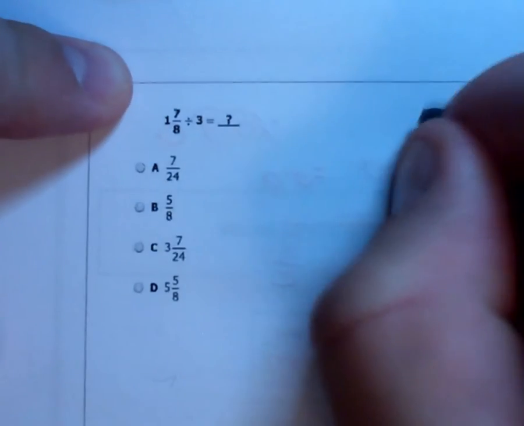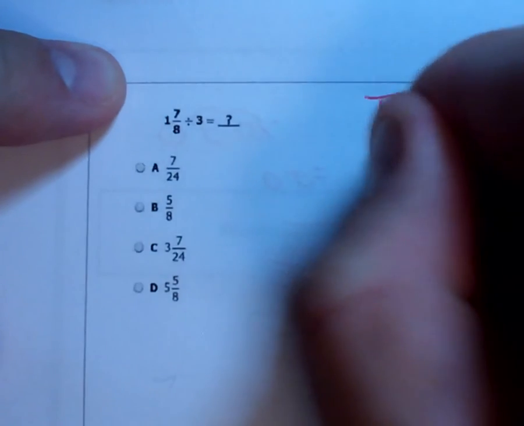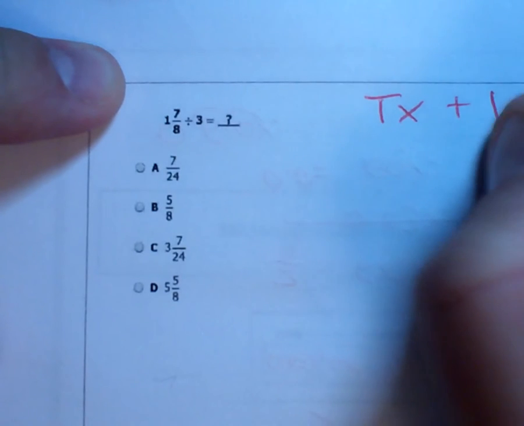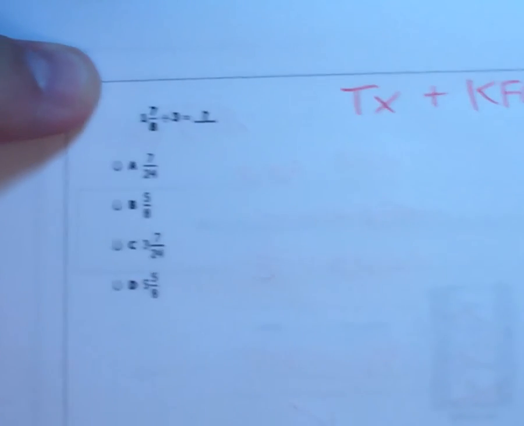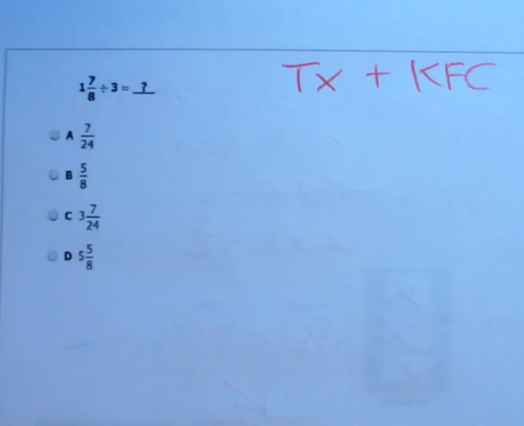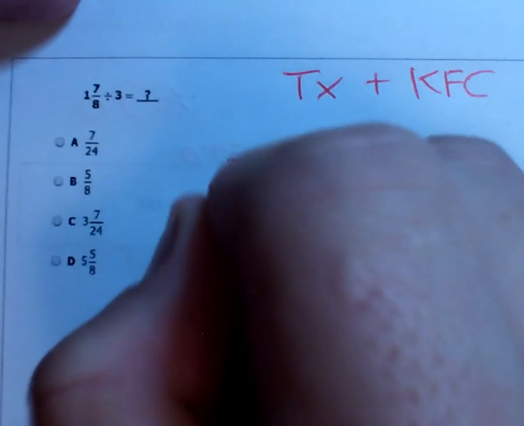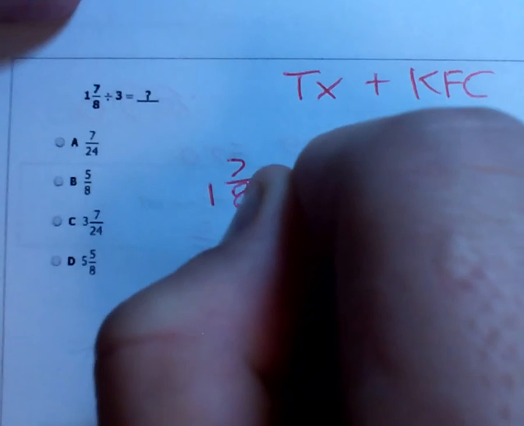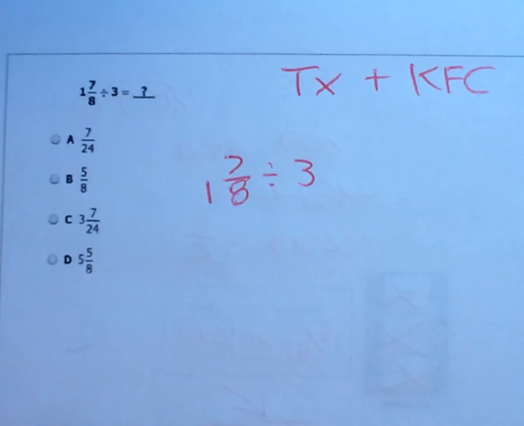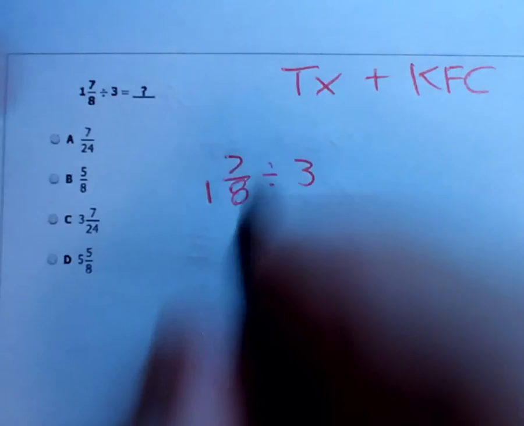All right, we have 1 7/8 divided by 3. So now I know that I'm going to need to use Texas and KFC. All right, or KCF if that's what you learned in the class you had before this one. I'm going to rewrite it just so I can see it better and mess with it better. Divided by 3. So first things first. When you multiply or divide fractions, they both need to be fractions, not mixed numbers, not whole numbers. So we're going to have to fix all that.